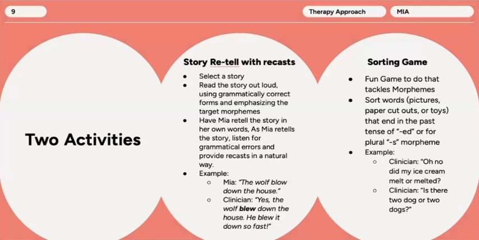So, for example, say we're playing pretend and we have ice cream. The clinician could ask her a question like, "Oh no, did my ice cream melt or melted?" Or do some kind of phrasing that allows her to think about what those past tense forms are. Or we could have toys, like little figurines of some dogs, and ask her questions that allow her to creatively think, like, is there two dog or is there two dogs? And have her think about the structure of those sentences.